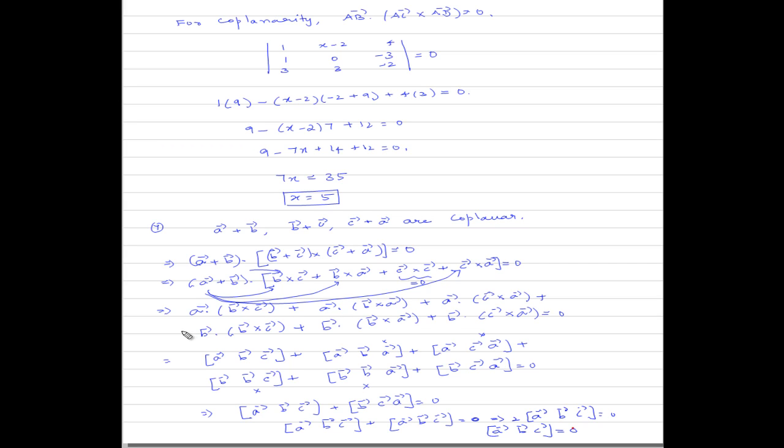So this completes the exercise problems for the supplementary portion of the chapter vectors. Let us do a few examples. Examples 26, 27, 28, 29 are very similar to the exercise problems and they are very easy. So let me do example 30. Example 30 is similar to exercise problem number 7. Prove that [a plus b, b plus c, c plus a] is equal to 2[a b c].